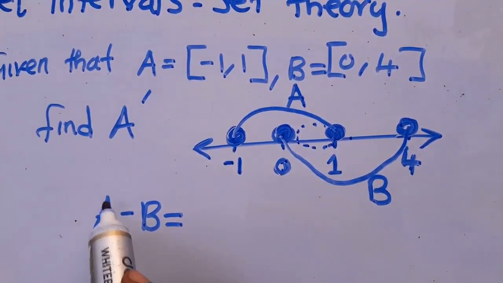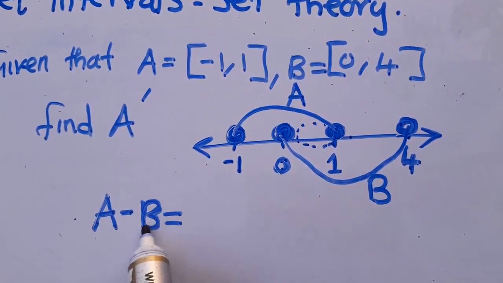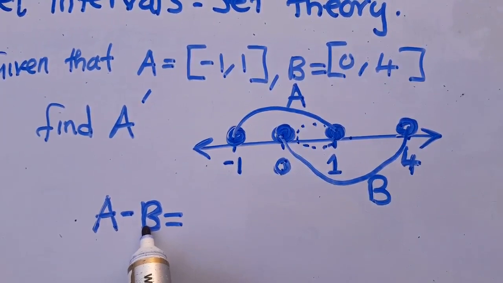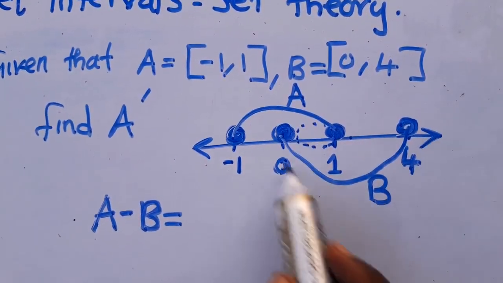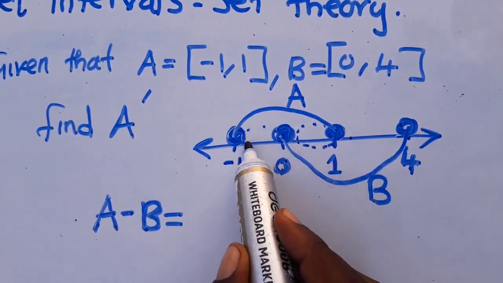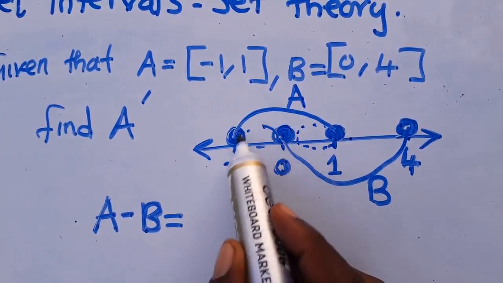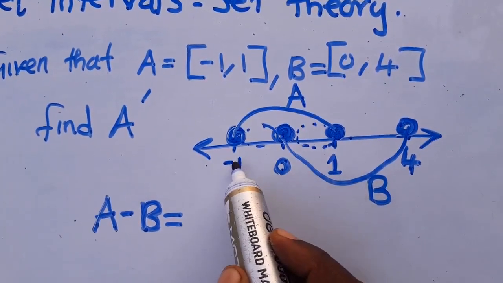So this means elements which belong to A but not in B. Like B is governing everything. So this is the only part. These are the only elements which belong in A but not in B, because this part is intersecting with B.